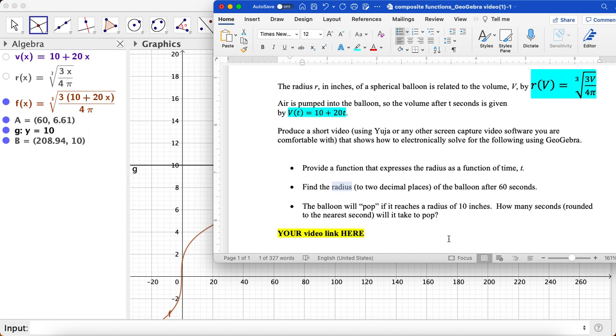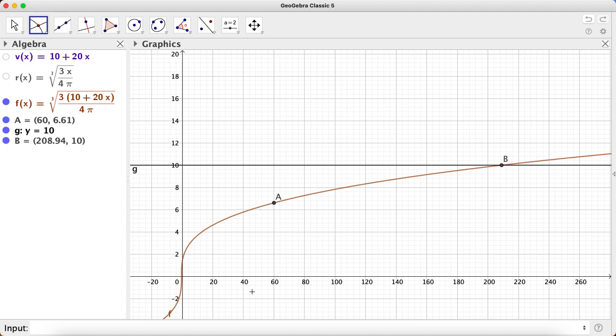And I think that's it. Yep. So after 10 inches, the balloon pops. So this is actually no longer valid over here.